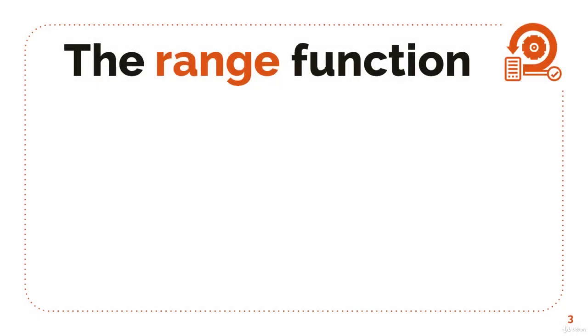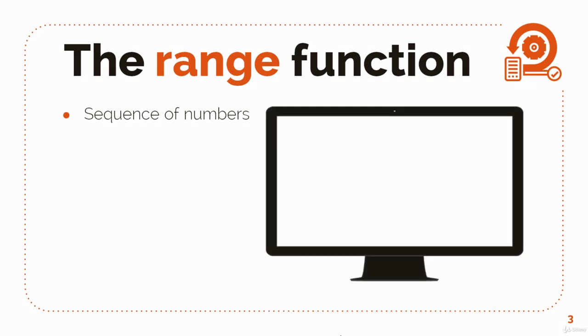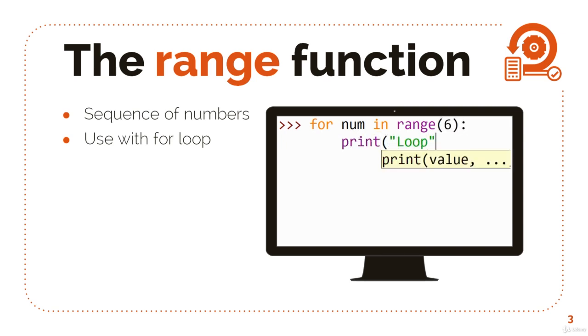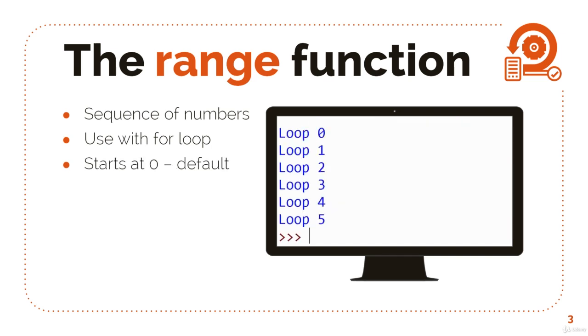Now the for loop can also be used with the range function. Range is an inbuilt function. It generates a sequence of integers, so it only takes integers as its argument. We can use the range function with the for loop to go through a set of instructions for a specified number of times. For example, if we write for numbers in range 6, print loop and then comma control variable numbers. Now it prints loop 6 times in an increment of 1.